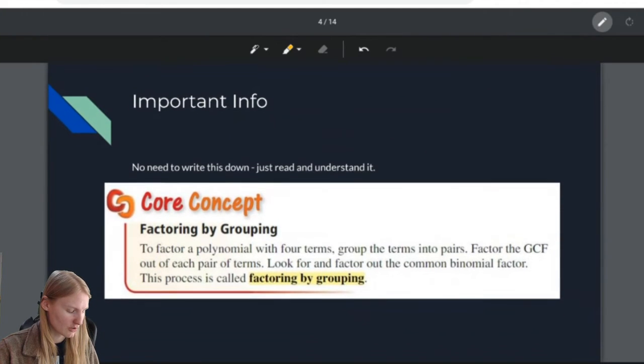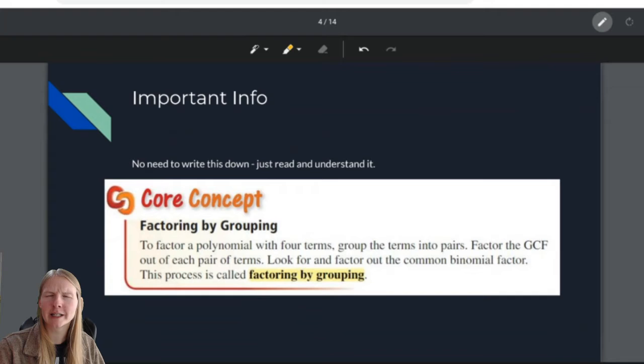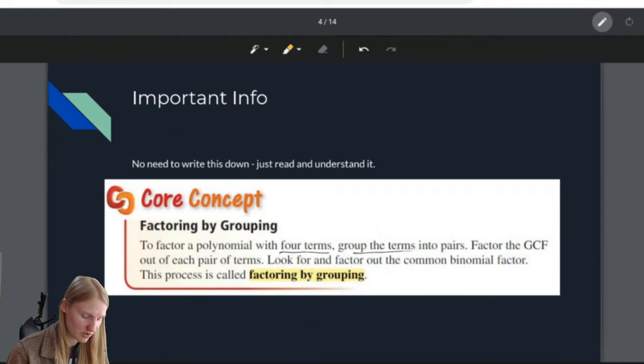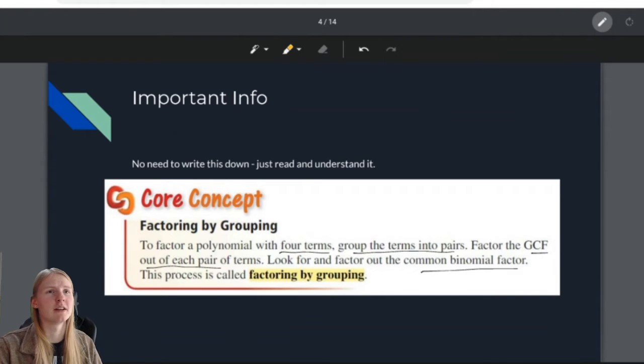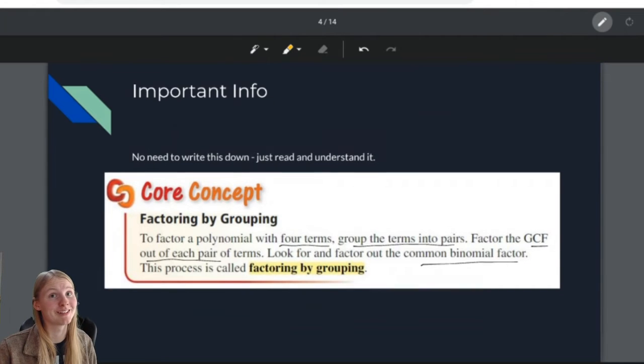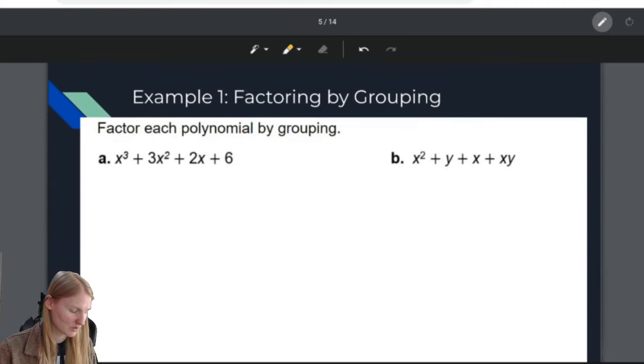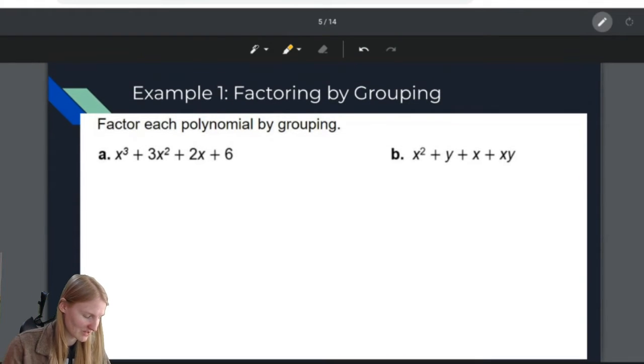Another thing that our learning target mentioned was factoring by grouping. What is factoring by grouping? Well, to factor by grouping, you need 4 terms. You could have more than 4 terms, but typically just 4 terms. And you group the terms into pairs. Factor the GCF out of each pair. And then you look for the common binomial factor. That probably makes no sense and has no meaning to you whatsoever. So, the best way to learn this, in my opinion, is by an example. So, let's show you an example.